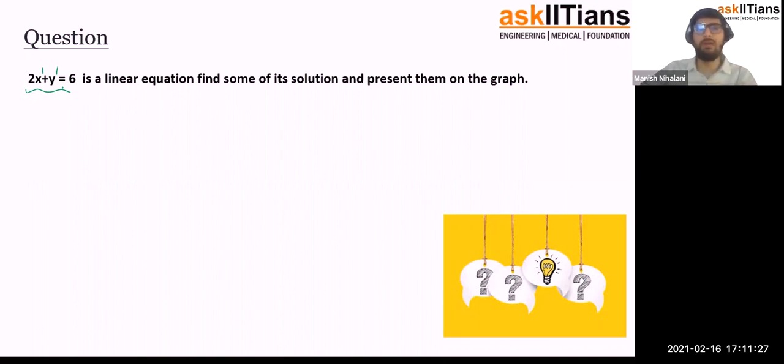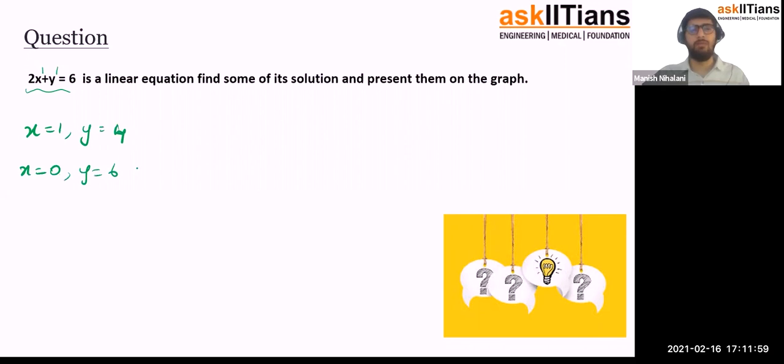So when a line is made up of infinite points, it has infinite solutions. And when it has infinite solutions, we just need to write some of its solutions. So we can maybe write when x is equal to 1. When x is 1, y will be equal to 6 minus 2 into 1, 6 minus 2, which is just 4. So x equal to 1, y equal to 4 is one solution. Similarly, you can say when x is 0, y is 6. So these are maybe two solutions.